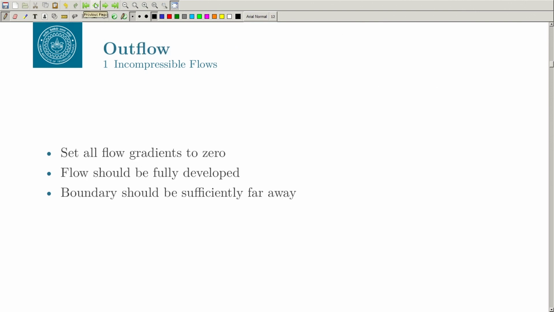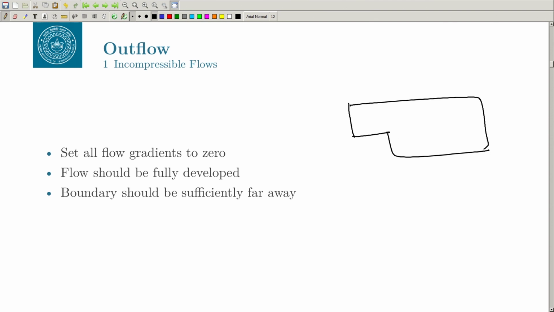This is for incompressible flow. Another one you can use for incompressible flow is your outflow. In this, what we do is set all the flow gradients to 0. Let us say you have a flow which is like this. What are the criteria that you have? The flow should be fully developed.